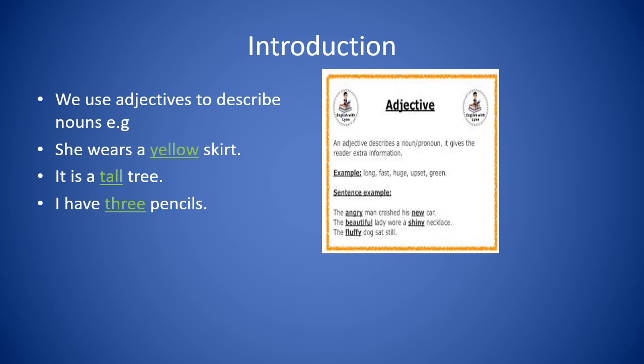There are some more examples. The angry man crashed his new car. The beautiful lady wore a shiny necklace. The fluffy dog sat still. So dear students, I hope you have understood this topic. Adjective parts of speech का वो part है जो noun को describe करता है, जो noun के बारे में further information और extra information noun के बारे में हमें provide करता है.